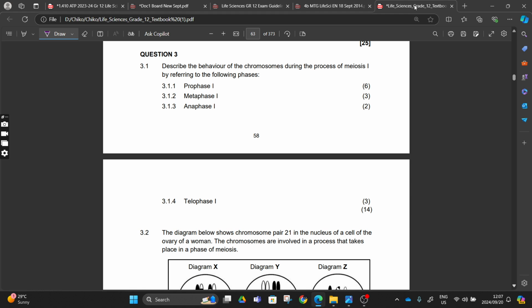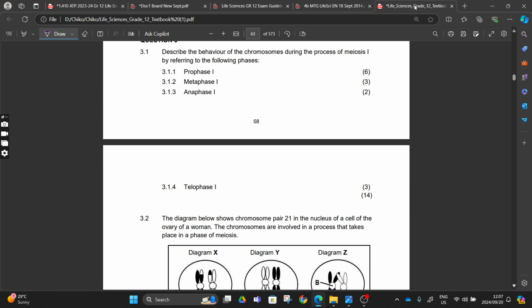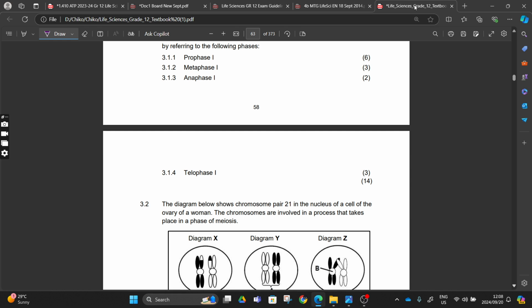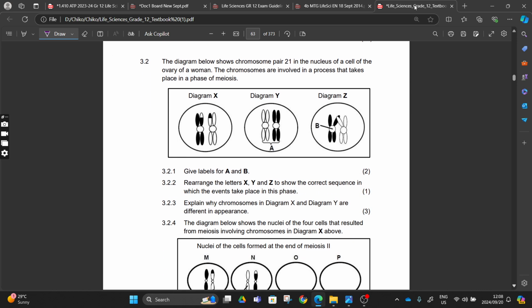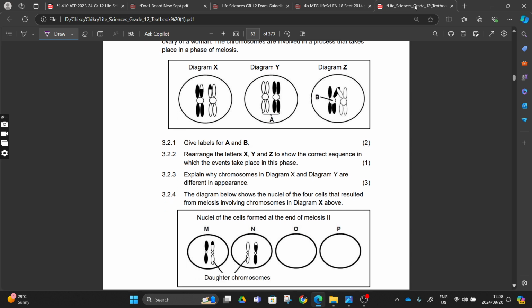You'll do this: describe the behavior of chromosomes during the process. For instance, in prophase 1 and metaphase, homologous chromosomes are crossing over in pairs at the equator, and then whole chromosomes go to different poles, and then cytokinesis. And then 3.2, in this diagram X, Y, and Z, crossing over is taking place, and we have homologous chromosomes. Give the labels of A and B. Where is A? Homologous chromosome.